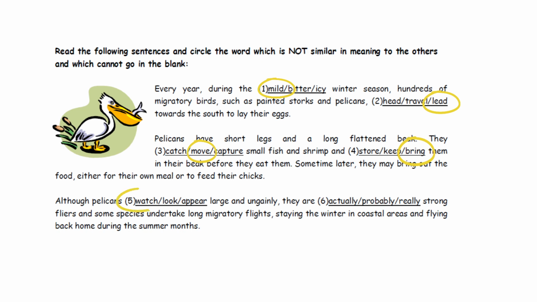The fifth one, to talk about appearance, we can use look or appear. So look large, appear large. However, watch is not used to talk about appearance, therefore it should be circled. The last one, in this context, actually and really fit the context. However, probably has a different meaning, therefore it should be circled.